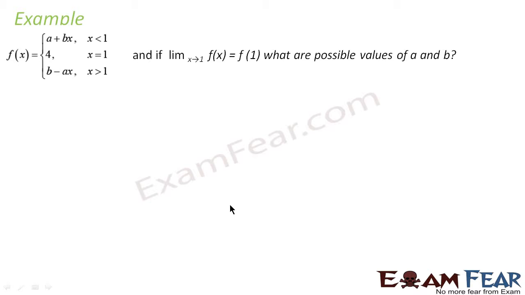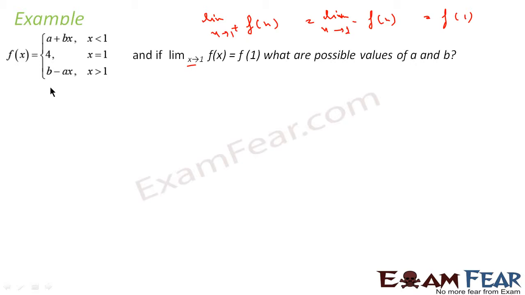In this example, we have to find the value of a and b where the function is given: f(x) is equal to a plus b x for x less than 1, is equal to 4 for x equal to 1, and b minus a x for x greater than 1. Also, we are told that the limit of x tends to 1 of f(x) is equal to f(1). So that means we can say that for f(x), the left hand limit is equal to the right hand limit, and this is equal to 1. Correct? This is what we can say, that the right hand limit of this function at x equal to 1 is equal to the left hand limit of this function at x equal to 1 is equal to f(1).